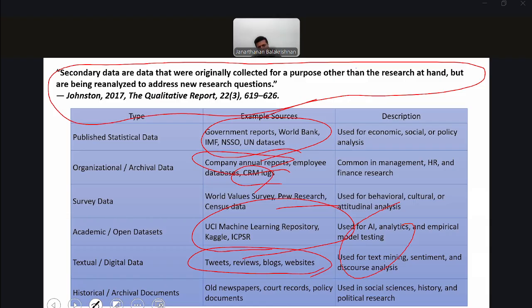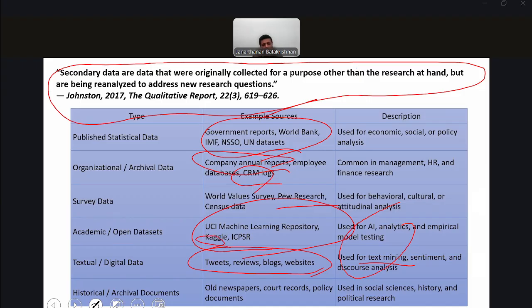Before the class started, I was looking into some of the text mining resources, which can be a very good source of your secondary data analysis. Where the data is already available, you don't have to collect new data. So the data is already available for other purposes and you're using it. So especially Kaggle, don't underestimate it.